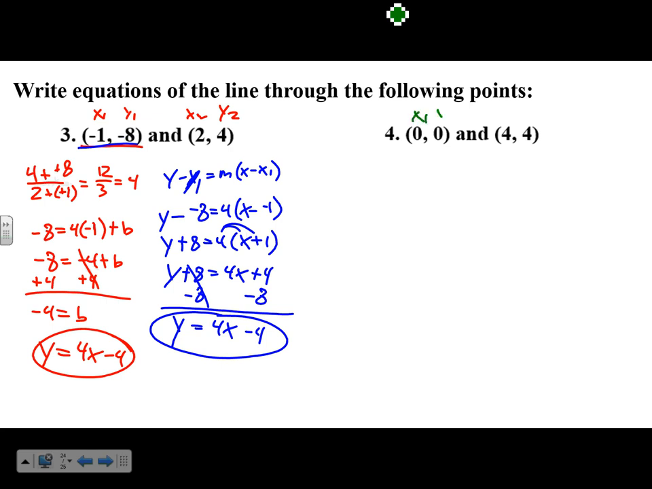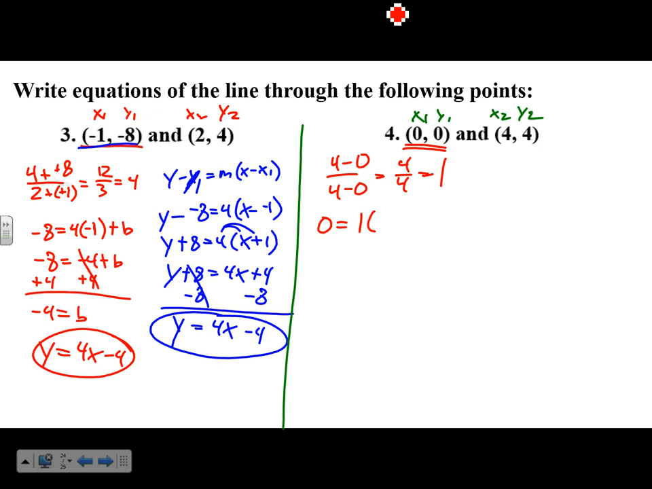X1, Y1, X2, Y2. So we have 4 minus 0. Sorry, I'm trying to go quickly. I'm running out of time. 4 minus 0. So that's 4 over 4, which is just 1. So I'm going to use 0, 0 because that's an easy one. So I have 0 is equal to 1 times 0 plus b. So that's 0 is equal to 0 plus b. So that means 0 is your y-intercept. So y is equal to 1x. So technically, if you want to put y is equal to x, you can, but 1x is fine.